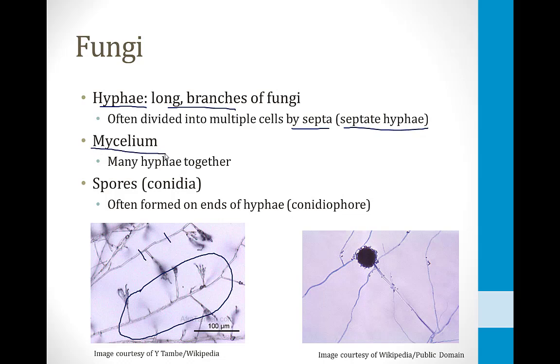And then another important term to understand is that of conidia or spores. These are like seeds that the fungi release to form more fungi. And often the conidia are formed at the ends of hyphae in a structure called a conidiophore. And this is a picture of a conidiophore right here. You can see that it's got lots of little dots on it. Those are little spores that the fungi is ready to release to grow and form more fungi.